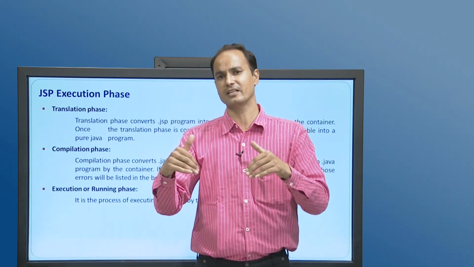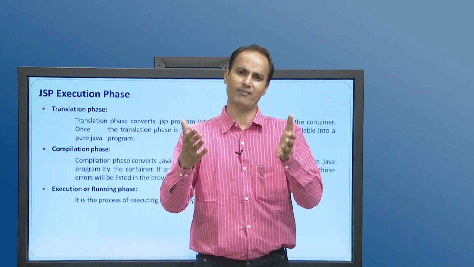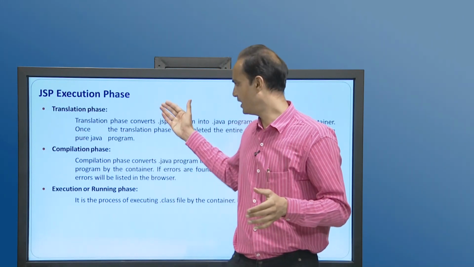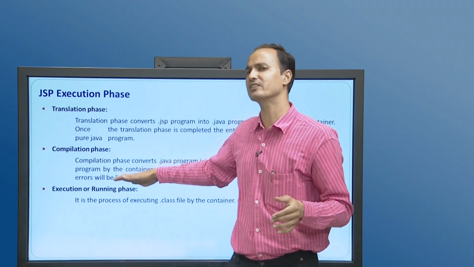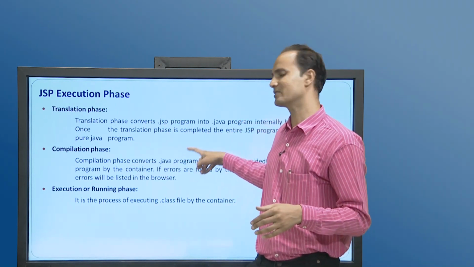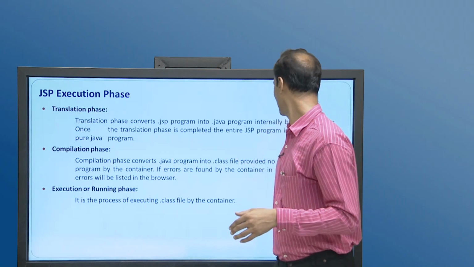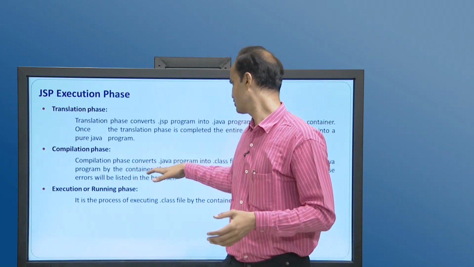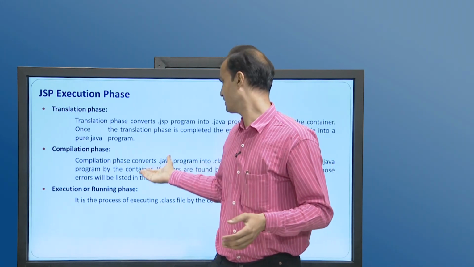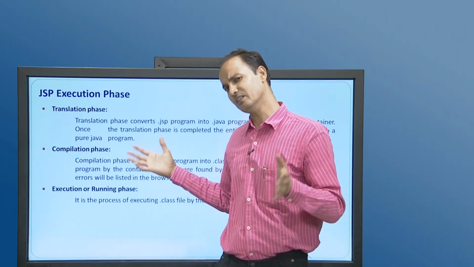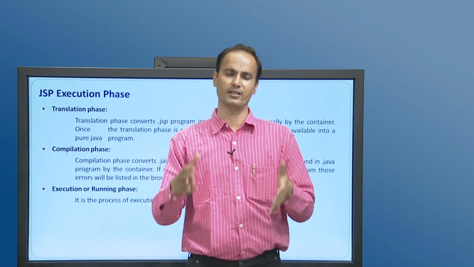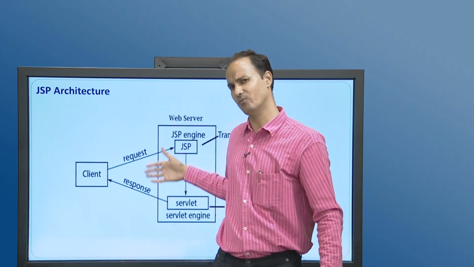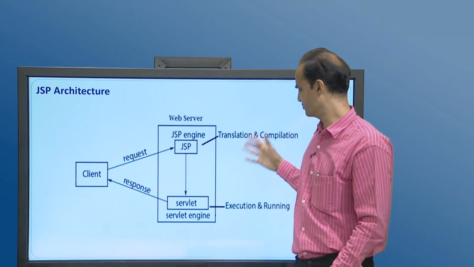Once the Java file is there, we can compile it. So compilation comes next. The compilation phase converts this Java program into a class file, provided no errors are found during compilation. If errors are found in the Java program, those errors are listed in the browser, and once it is successfully compiled, we can execute it and form the response back to the client. So after learning these three stages of JSP: translation, compilation and execution, we can go for the architecture of its execution, the request processing.